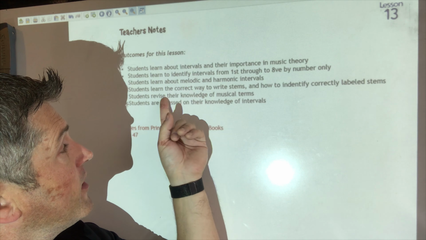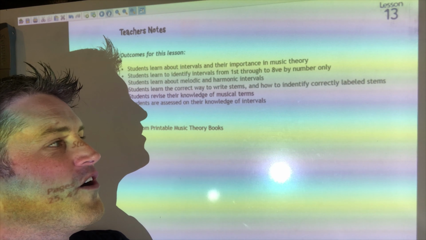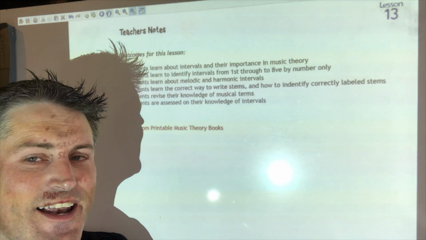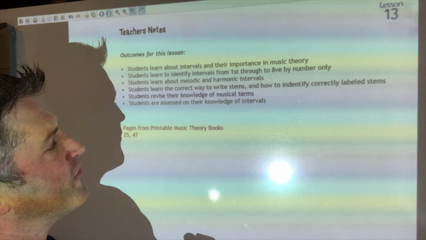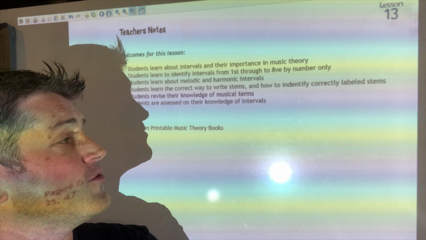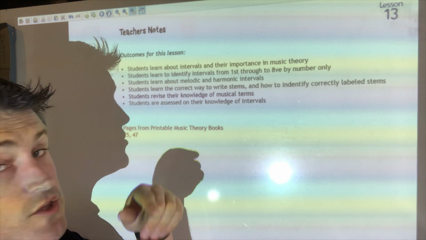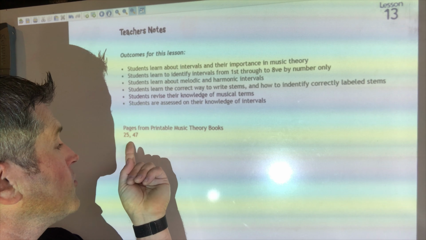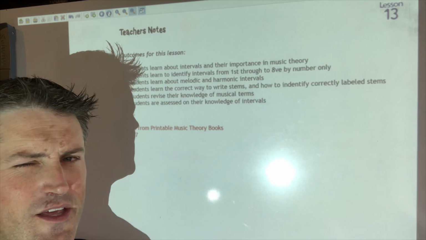We're going to learn the correct way to write stems and how to correctly label all of those different stems there. We're going to revise the knowledge of our musical terms, and we're going to assess you on your knowledge of those as well. The work for this is in your work booklets, pages 25 and 47 of the work booklet down below, so make sure that you're keeping up with that.